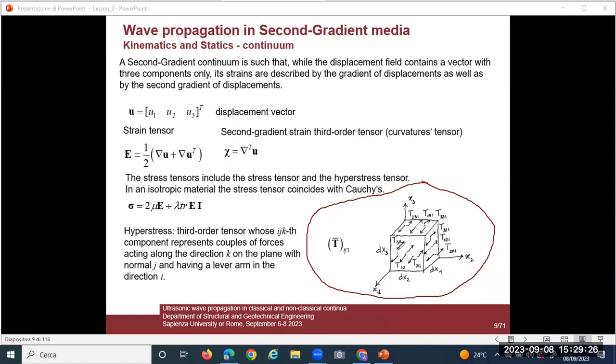You see, as I told you before, couples of forces acting at a distance with arms according to the different directions. And its ijk component represents a couple of forces acting along the direction k, the last index, on the plane with normal j, and with a lever arm in the direction i. Okay?